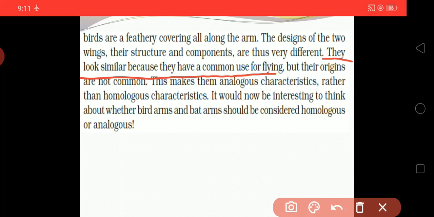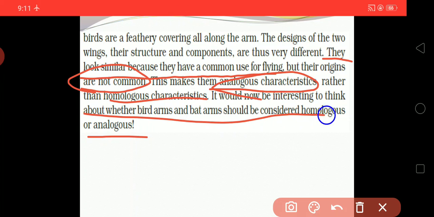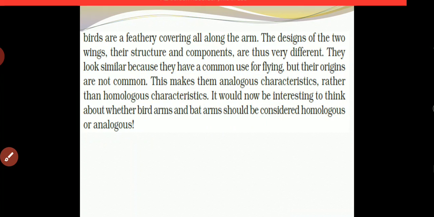Their origin is not common. Both of them have totally different characteristics, and the wings are different from each other. So this makes them an analogous characteristic rather than a homologous characteristic. It would now be interesting to think about whether a bird arm and a bat arm should be considered homologous or analogous.